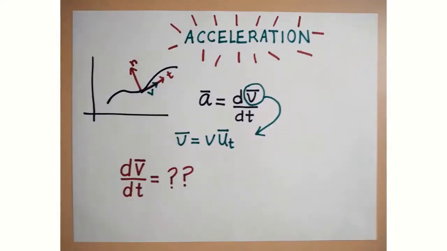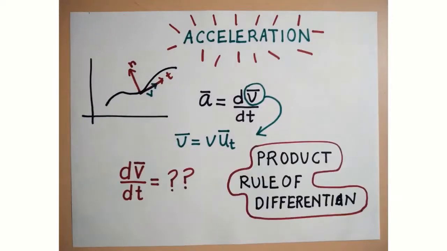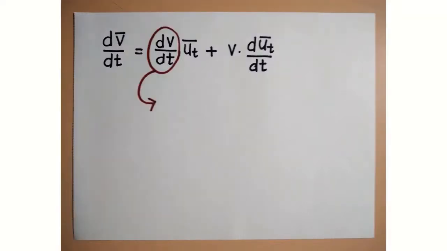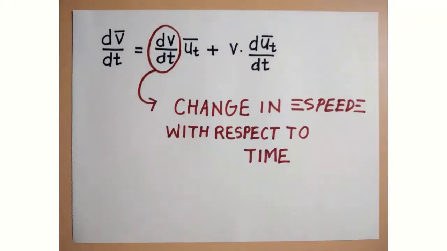To find this, we need to employ the product rule of differentiation. After employing this product rule, we get dv by dt is equal to dv by dt u_t plus v times du_t by dt. In the right-hand side of this equation, there are two terms, out of which dv by dt simply means the change in speed with respect to time. The other mystery of this equation is the du_t by dt. Let us find out more about that.